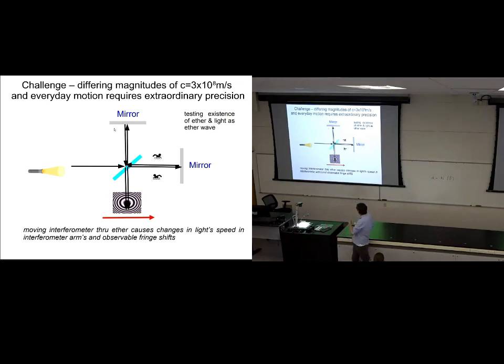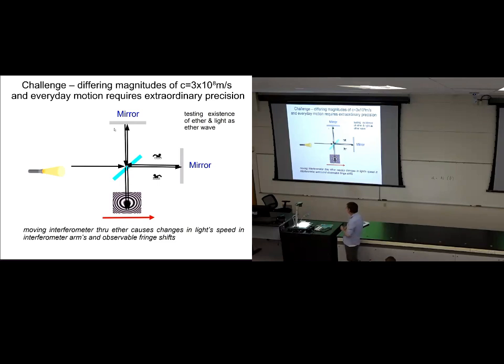The idea of the experiment is to move the interferometer in the ether, which is supporting the light waves, and that will change the speed of light that you see in the interferometer. And that change of the speed of light means you will change the interference pattern. The interference pattern is between these crests and troughs that travel along the arms of the light ray. You'll change the time it takes the light to propagate along the lengths of the arms of the Michelson interferometer, so you'll change the interference pattern.